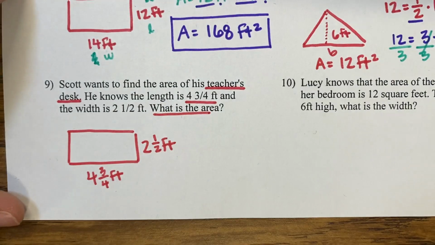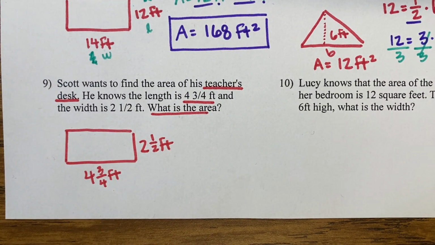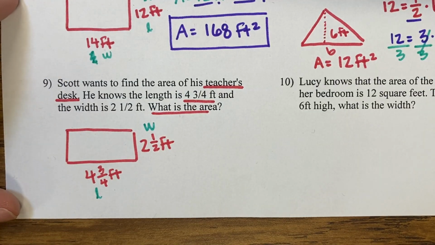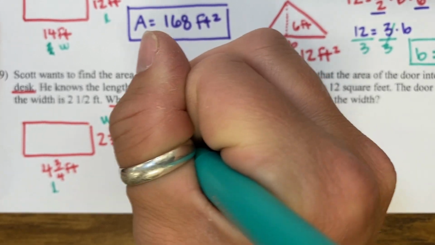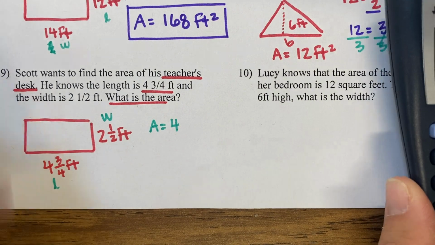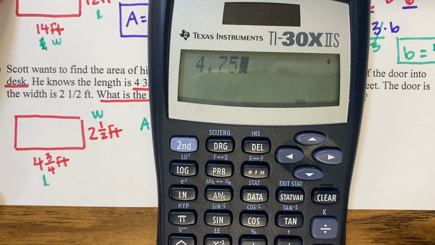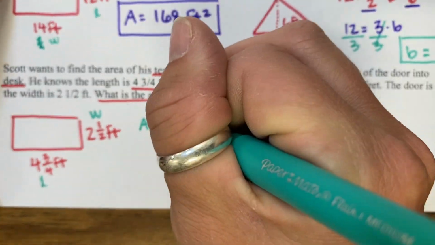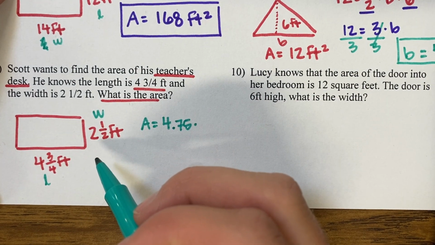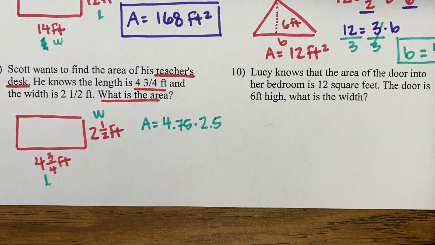What is the area? All right, so we know we just have to multiply length times width. So we know our length is 4 3/4, and we know our width is 2.5. Area is going to equal 4. How do I want to punch this into my calculator, though? What is the decimal for 3/4? Think quarters. It's going to be 4.75. Okay, so 4.75 times 2.5. What is our decimal for a half? 0.5.